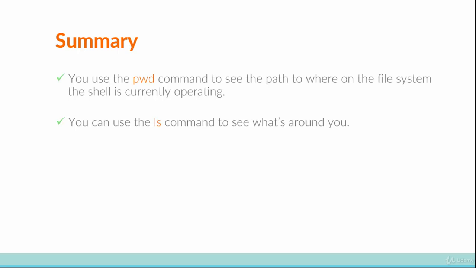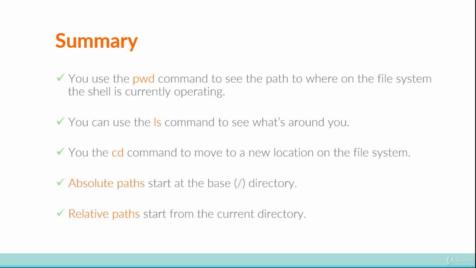Folders are in blue and files are in white, but you can make that easier to see using the capital F option, and we went through several other options that the ls command can have to make viewing things and viewing files in the command line a lot easier. You saw that the cd command can be used to change directory or move to a new location on the file system, and you saw that absolute paths are paths that start at the very base directory of the file system, so the slash, and relative paths are the paths that start from the directory that your shell is currently in. So relative paths are usually easier to type, but absolute paths are very clear as to where they end up.